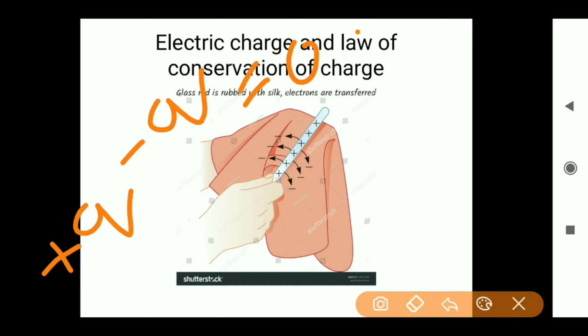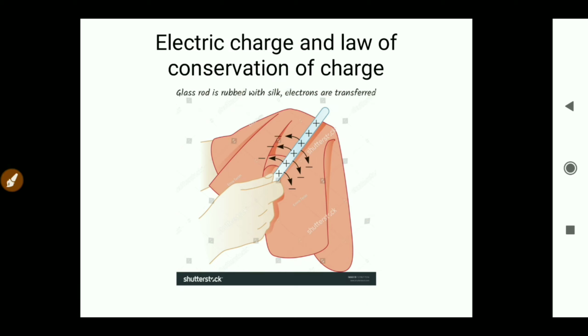0 coulomb means that the whole system, including the glass rod and the piece of silk, still has a net charge of 0. This is your law of conservation of charge. So due to the electrification process, there is no creation or destruction of charge.